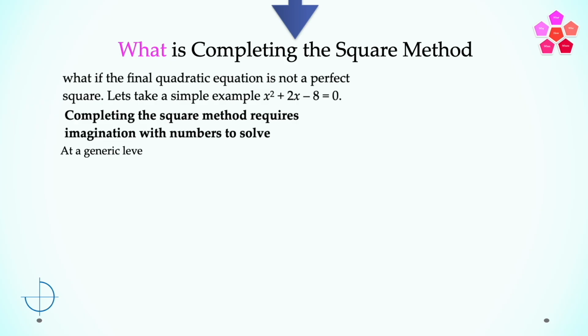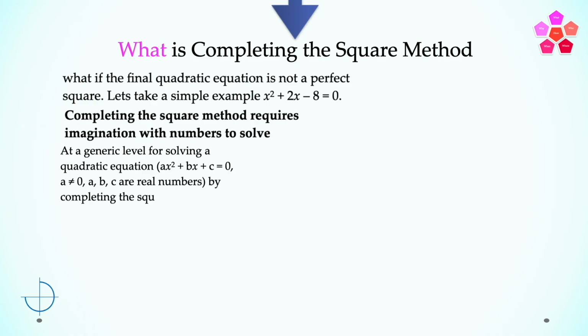At a generic level, for solving a quadratic equation, that is ax squared plus bx plus c is equal to 0, where a is not equal to 0 and a, b and c are real numbers, by the completing the square method, the following steps need to be followed.